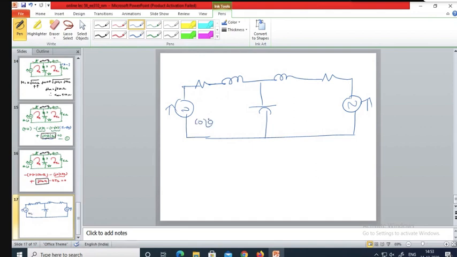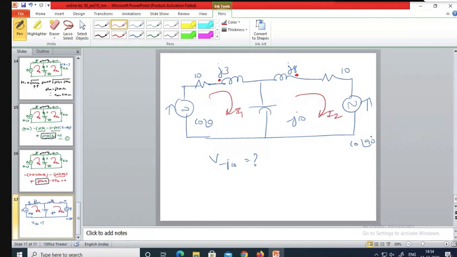It is 10 angle 0, 10 plus J3, J8, 10, 10 angle 90, and minus J10. So you are supposed to find the voltage across minus J10. That means voltage across minus J10 you have to find out. Okay, and also it is given like this. So the dot conventions are given like this. Okay, so let the current be I1 here, and let the current be I2 here.